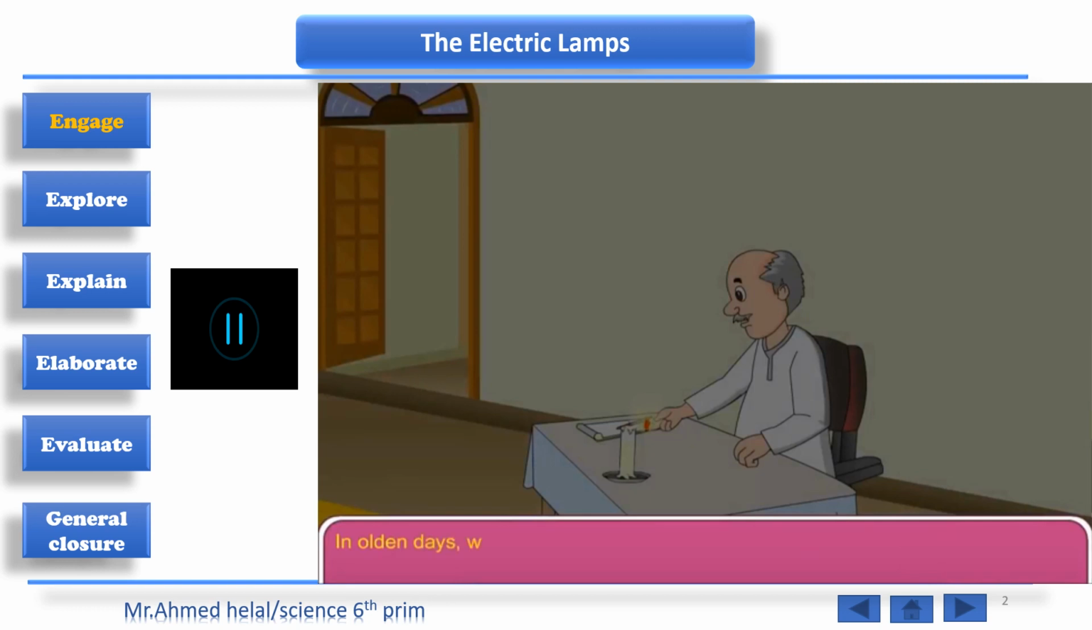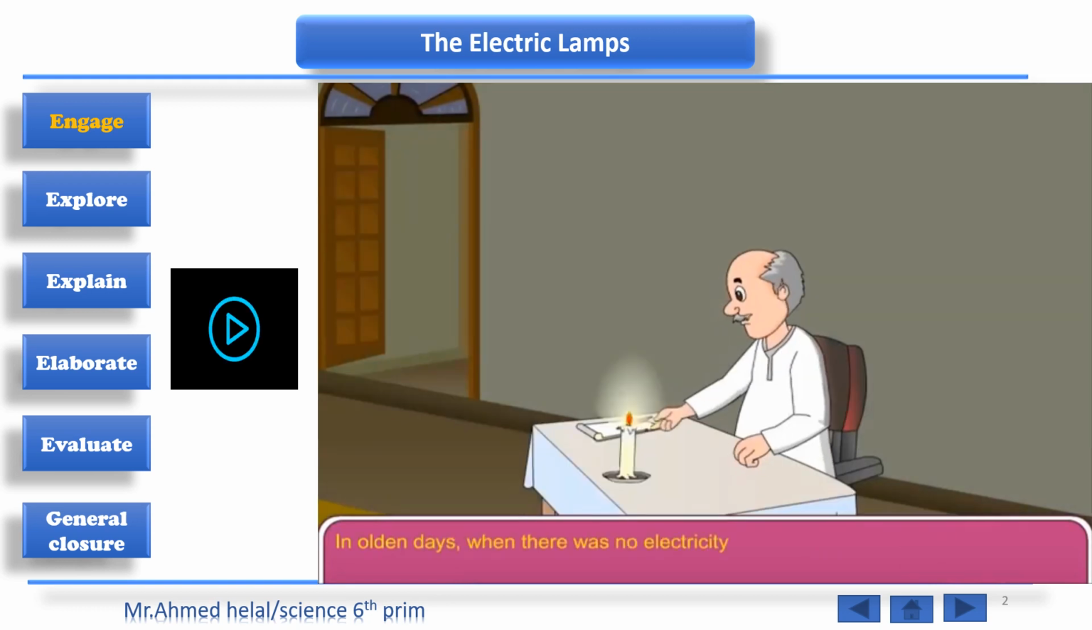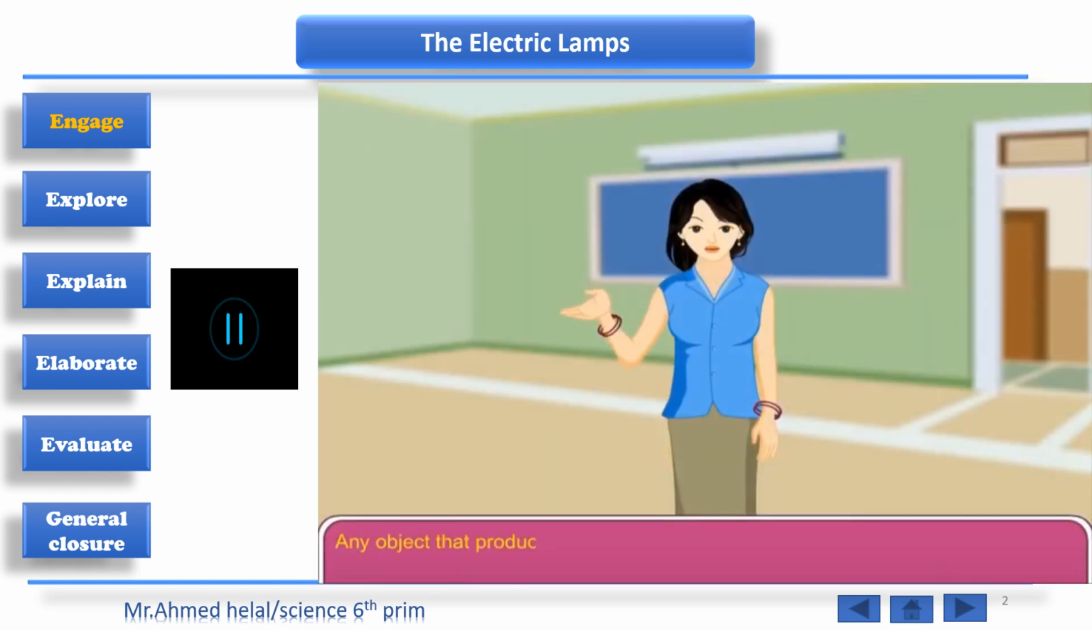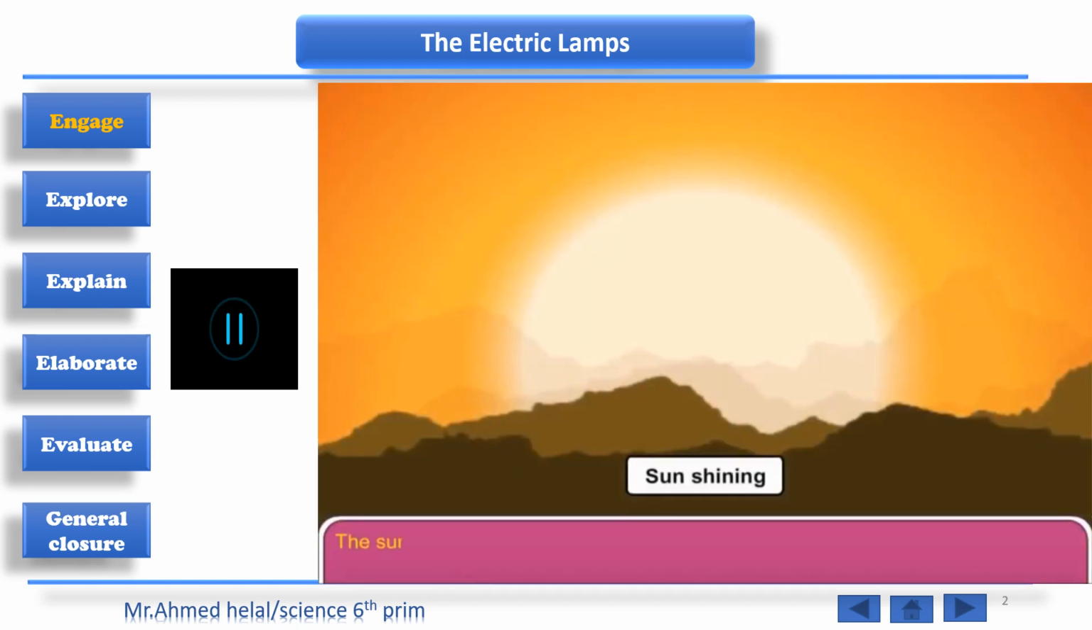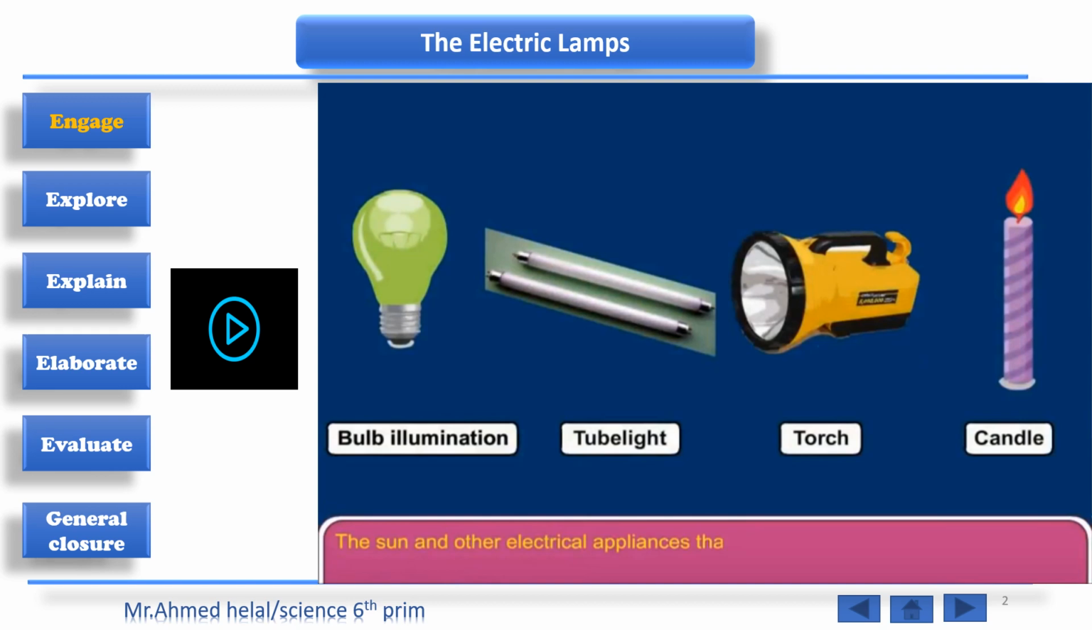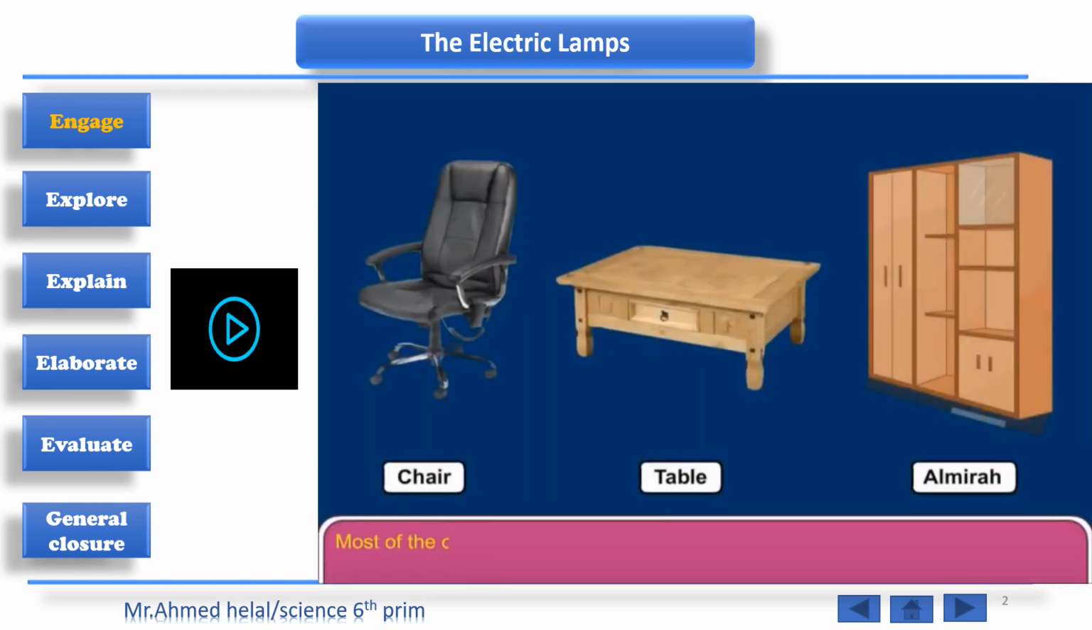In olden days, when there was no electricity, people used to burn oil, wax or wood to get light. Any object that produces light is known as a luminous object. The sun and other electrical appliances that give us light are luminous objects. Most of the objects do not produce light. They are therefore called non-luminous objects. For example, chair, table, almirah, etc.